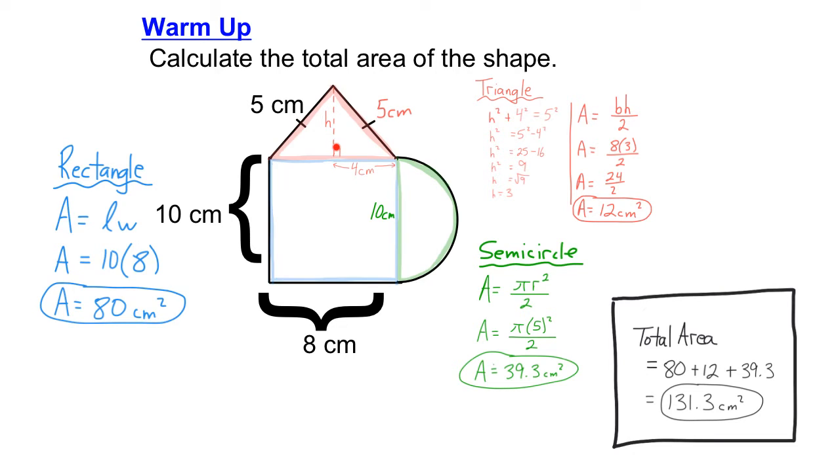So now we can calculate the area of that triangle. The base is 8, the height is 3. So area is 8 times 3 divided by 2. Ends up being 12 centimeters squared.